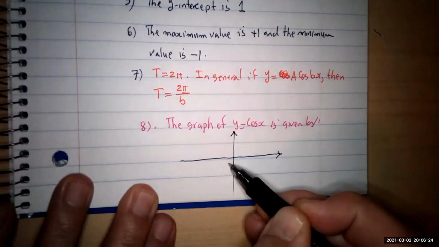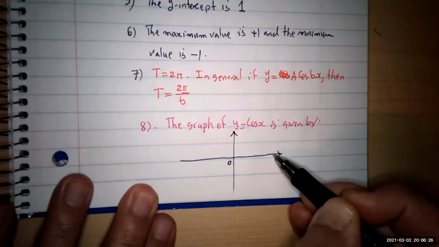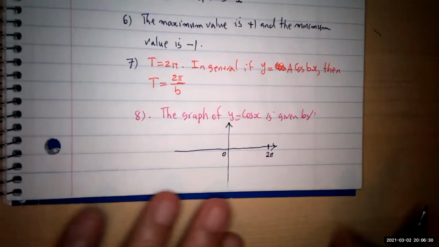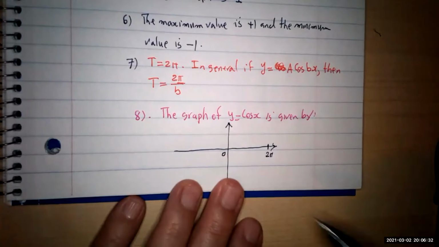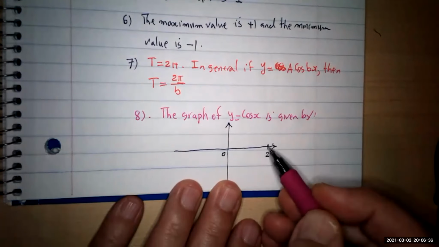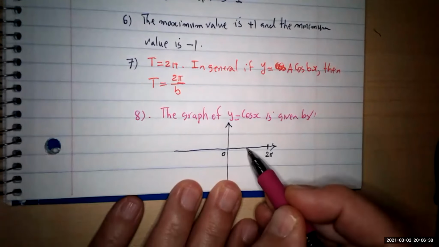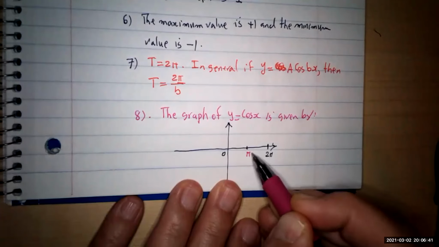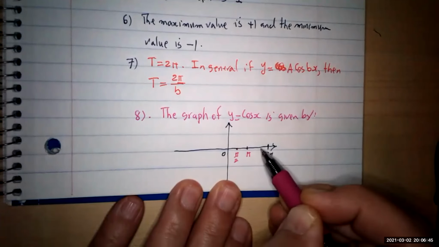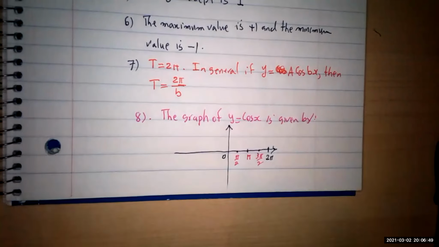You see, in one period between 0 and 2 pi, we divide it into 4 again to find those crucial, critical intervals. If you divide it into 4, that gives you pi, that gives you pi half, and this is going to be 3 pi half. Okay, pi half, 3 pi half.